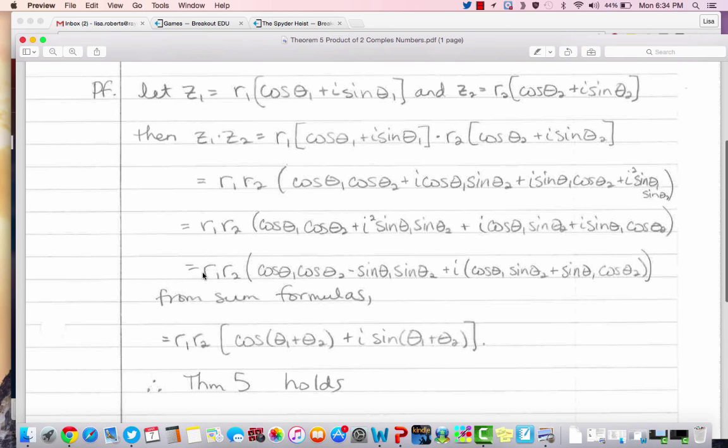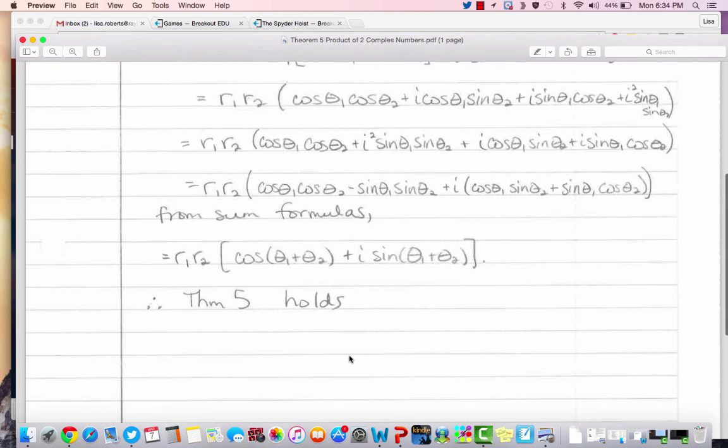So this now becomes r1 r2 times (cosine theta 1 cosine theta 2 minus sine theta 1 sine theta 2) plus i (sine theta 2 cosine theta 1 plus sine theta 1 cosine theta 2). From our sum formulas, this works out to be cosine of theta 1 plus theta 2, and this works out to be sine of theta 1 plus theta 2. Therefore, that is what we were looking to prove, so therefore Theorem 5 holds.